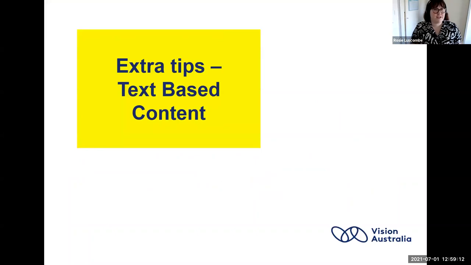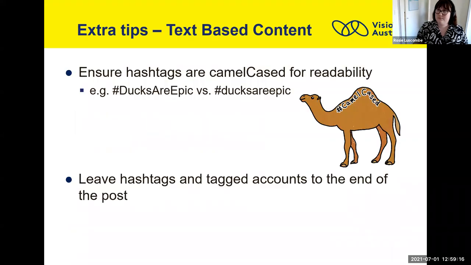Moving on to our final section, which is extra tips for text-based content. My first tip is to ensure that hashtags are camel cased for readability. Basically what camel cased means is that we capitalize the first letter of each word in a multi-word hashtag. So this is the difference between reading hashtag ducksareepic versus hashtag DucksAreEpic.